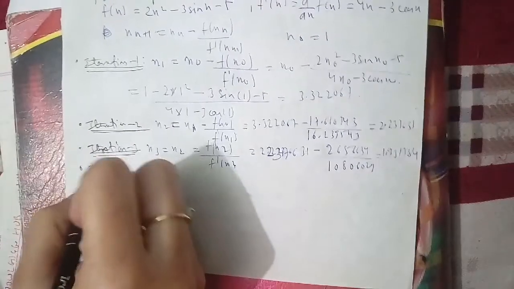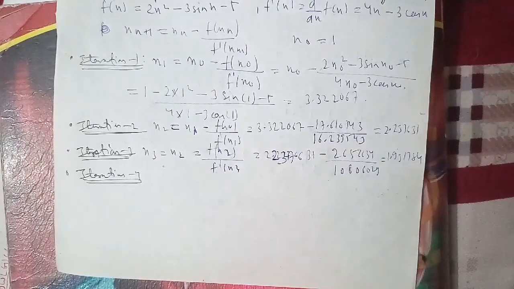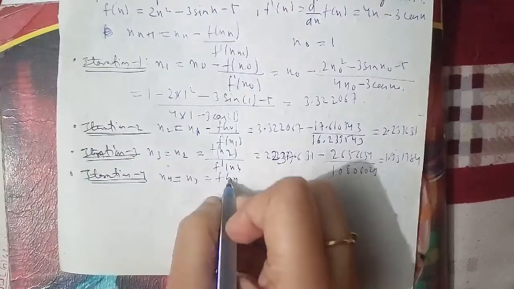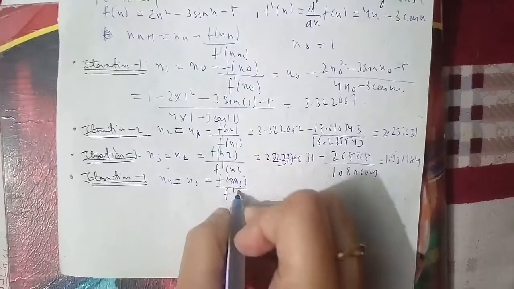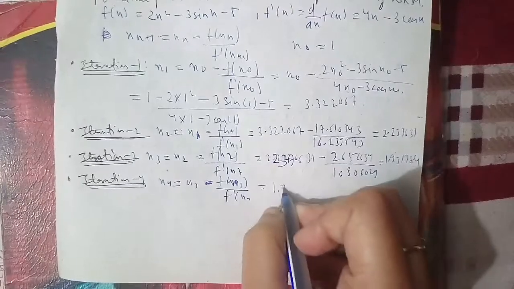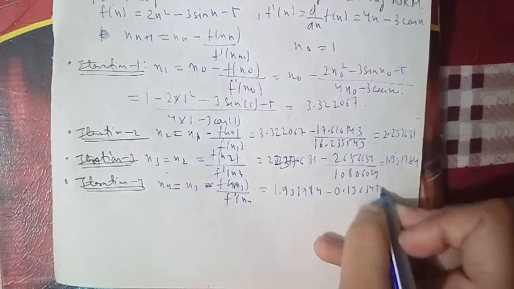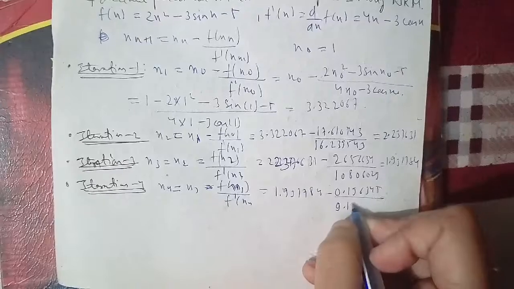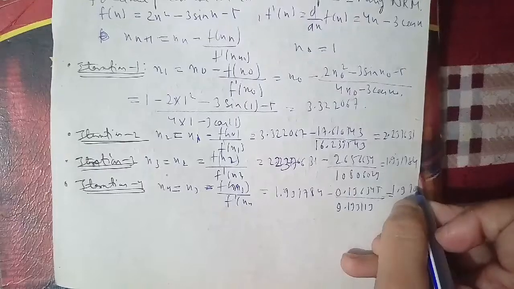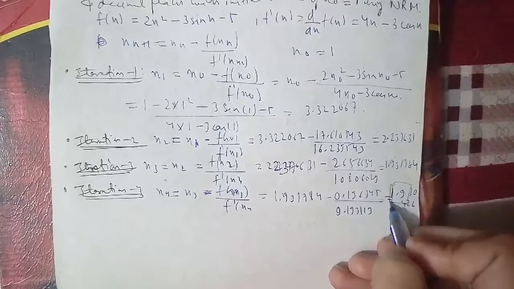Now we go ahead for iteration 4, x4 equals x3 minus f(x3) upon f dash (x3), which equals 1.991784 minus 0.196345 upon 9.193119, and that equals 1.970426. Next, we talk about iteration 5.